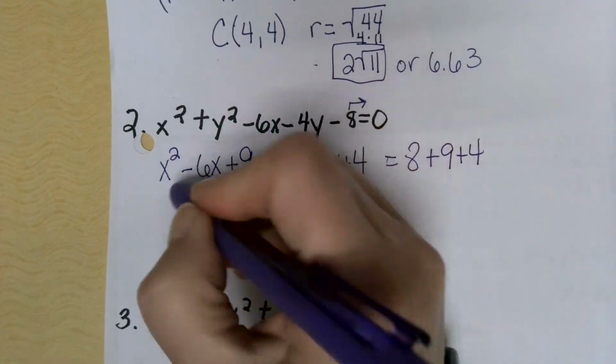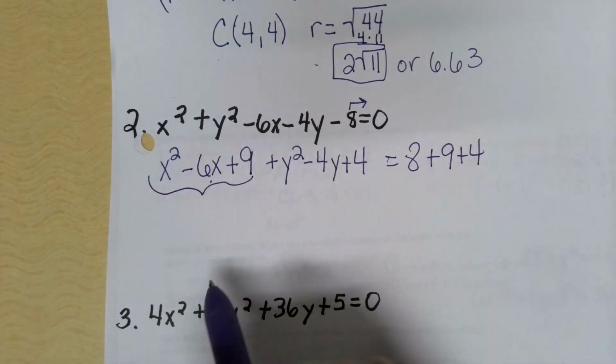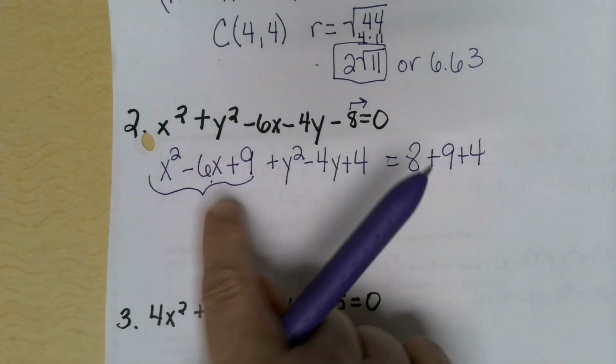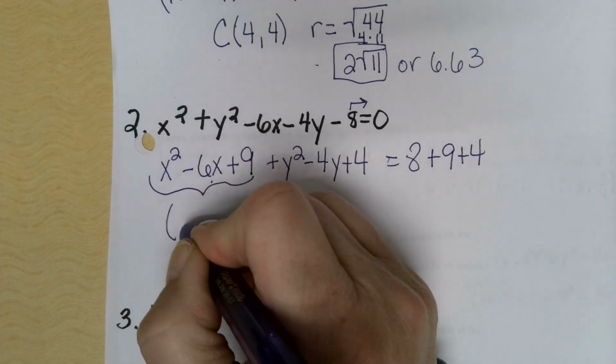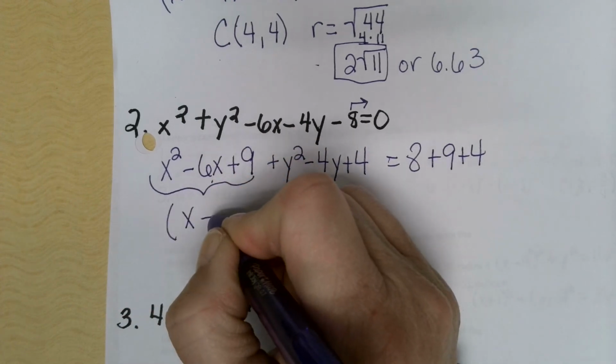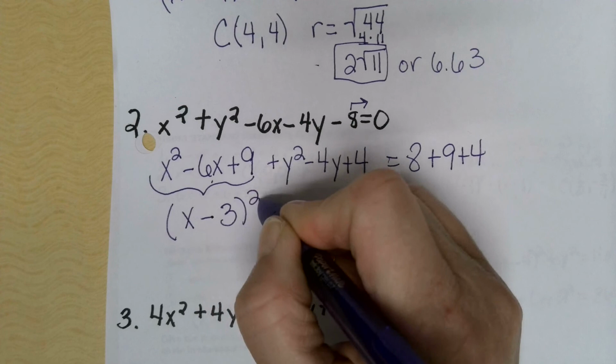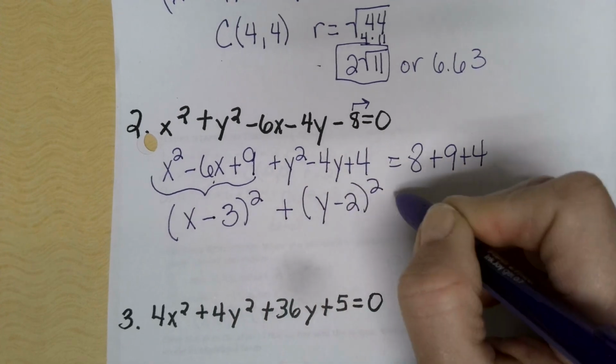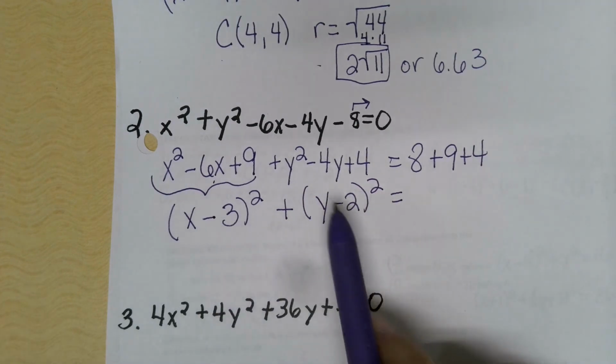So now this is a perfect square trinomial. How do I know it's a perfect square trinomial? Because that formula, b over 2 squared, is the formula that makes a trinomial a perfect square. So this is going to be (x minus 3) squared plus (y minus 2) squared equals, let's go over how I got these.